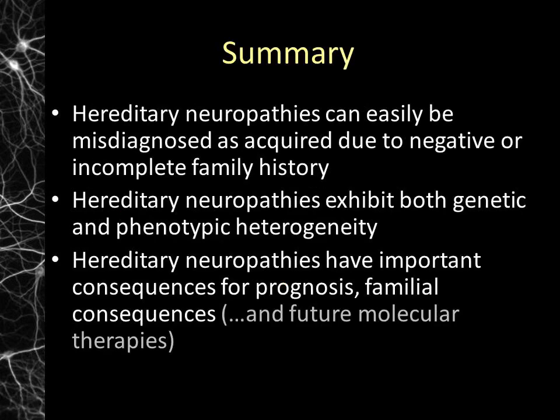Summary: hereditary neuropathies can easily be misdiagnosed as acquired due to negative or incomplete family history. Hereditary neuropathies exhibit both genetic and phenotypic heterogeneity. Hereditary neuropathies have important consequences for prognosis, familial consequences, and future molecular therapies.